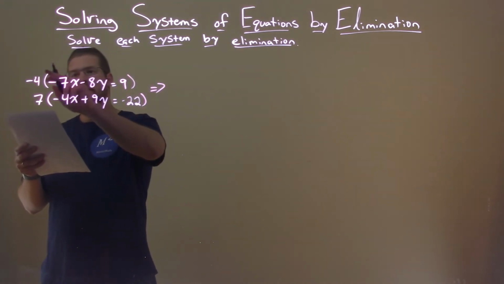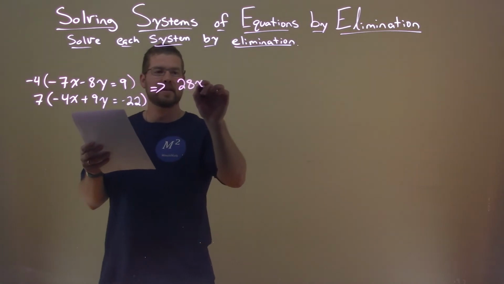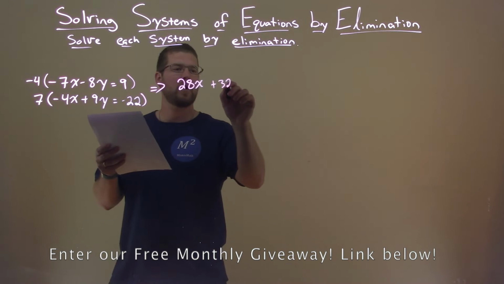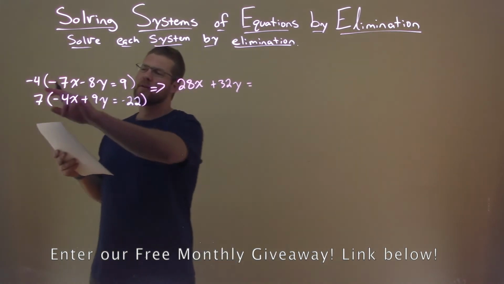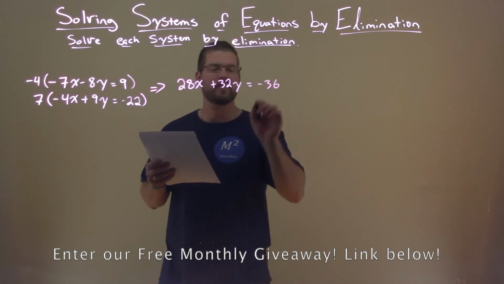Let's go to the top. Negative 4 times negative 7x is a positive 28x. Negative 4 times a negative 8y is a positive 32y. And negative 4 times 9 is a negative 36.